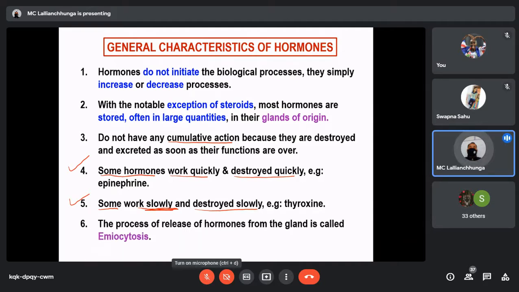Now point number 6: the process of release of hormones from the gland is called exocytosis. This may be important for your exam. Exocytosis is the process of release of hormones from the gland.